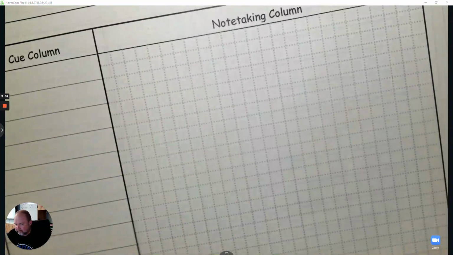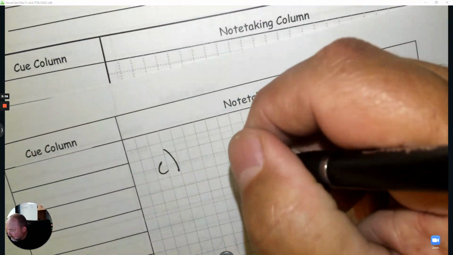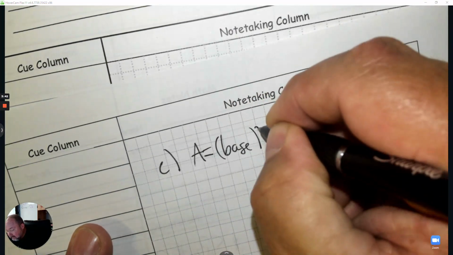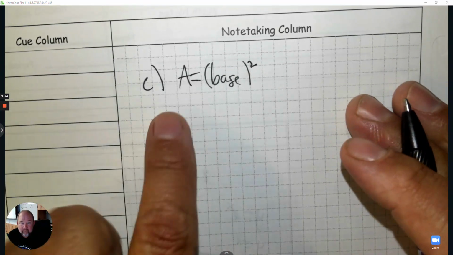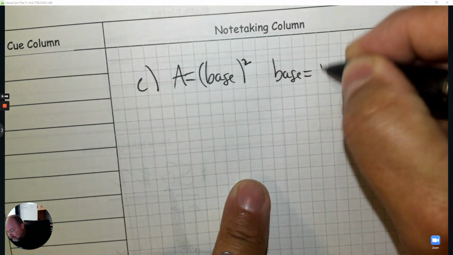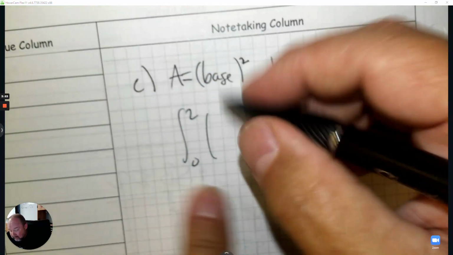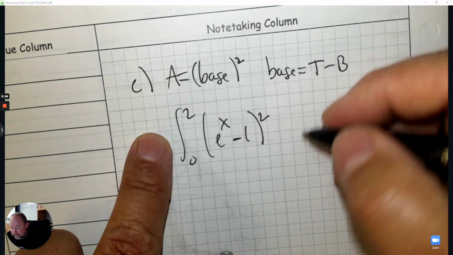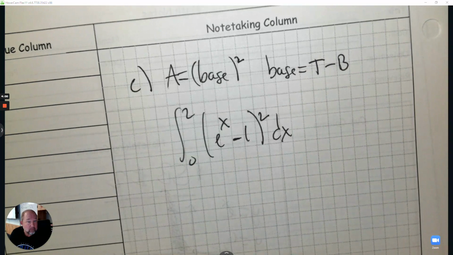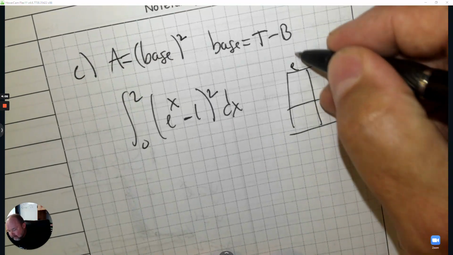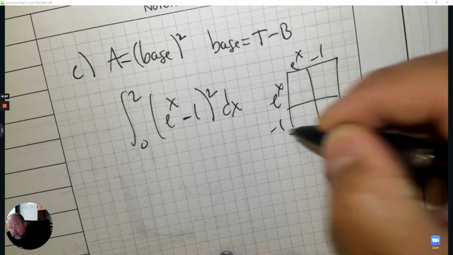Part C says find the volume using square cross-sections. So the formula for a square is you take the base and square it. And we know the base is top subtract bottom. So we're going to integrate from 0 to 2. The top is the curve, subtract the bottom, and square it. Notice no pi, because we're not revolving, it's not a circle. But there's the setup. Now, I'm going to have to expand this. So I'm going to FOIL before I integrate.